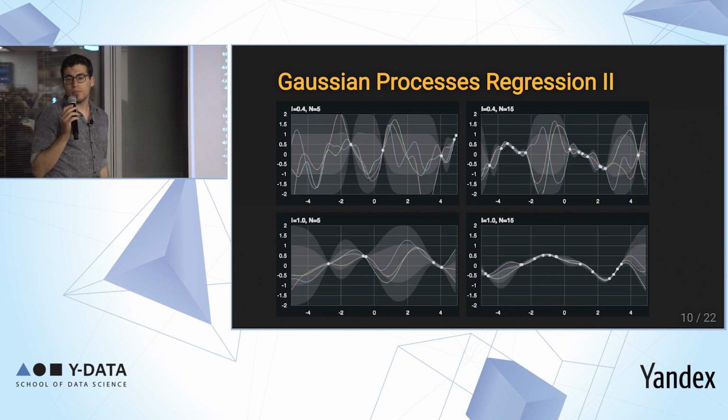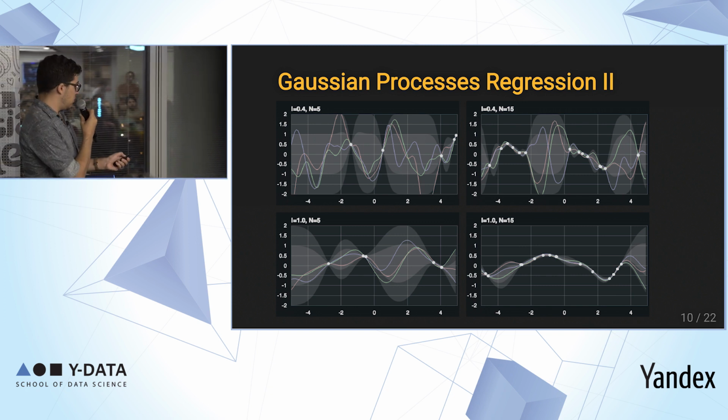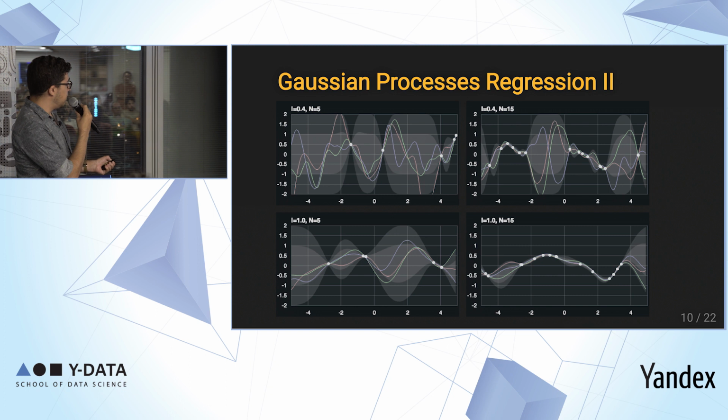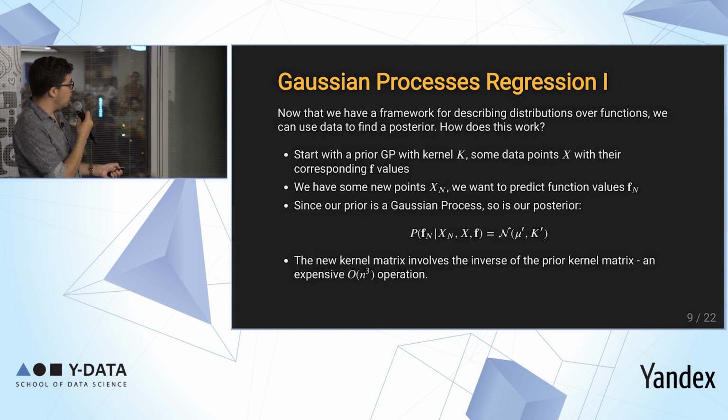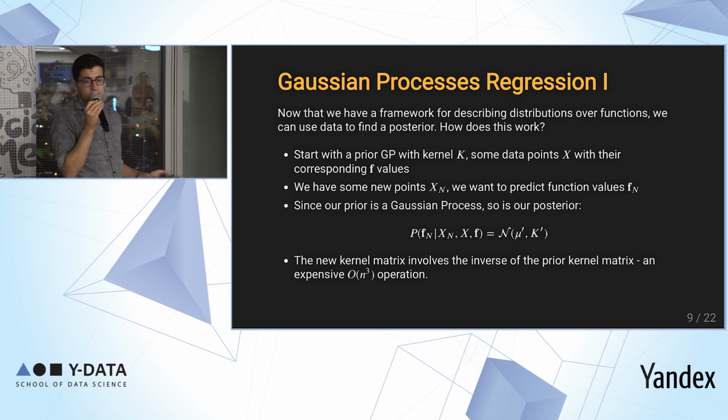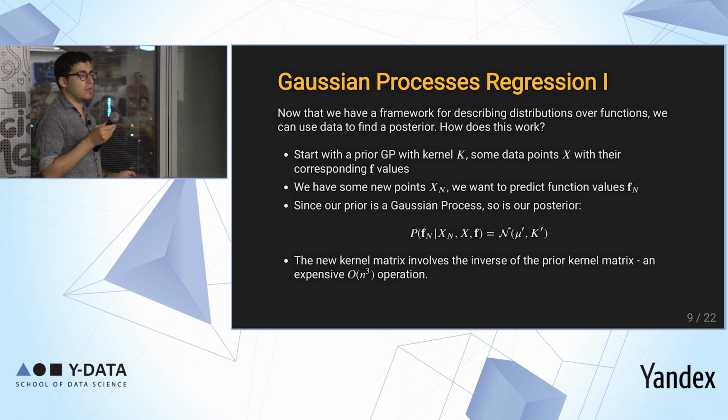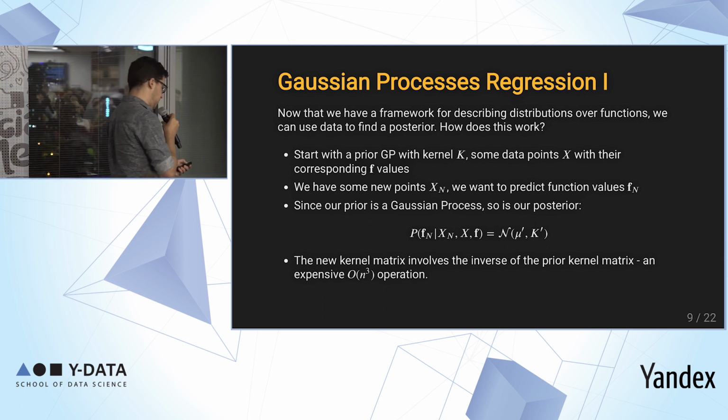Yes? The difference between the top and the bottom? The difference in the top and the bottom is basically the length scale. So if you go back, this is your kernel function, and this is the L involved. And basically what the L tells us is how fast the exponent falls down. We're fine. Okay.